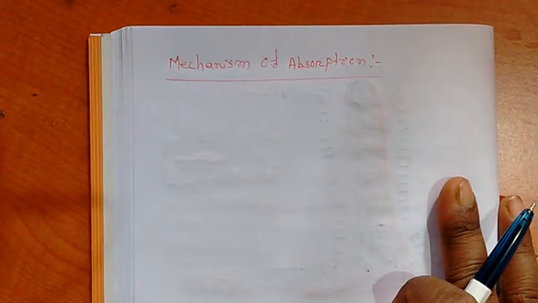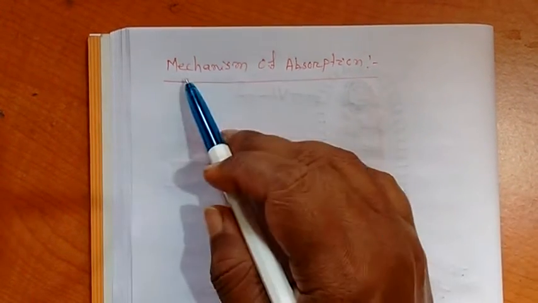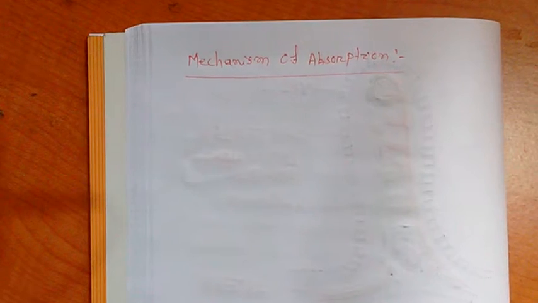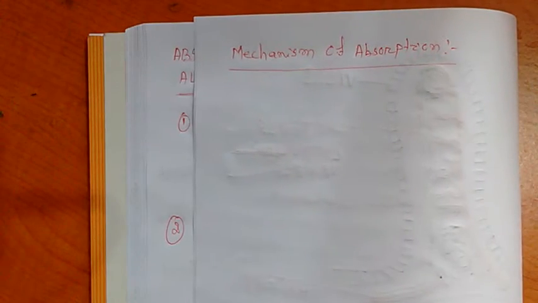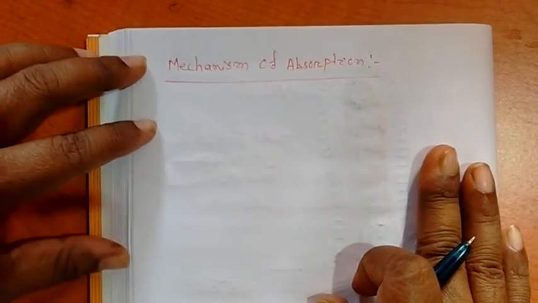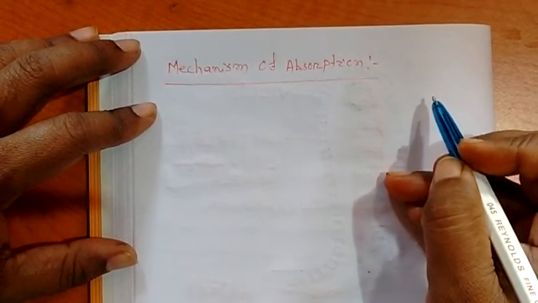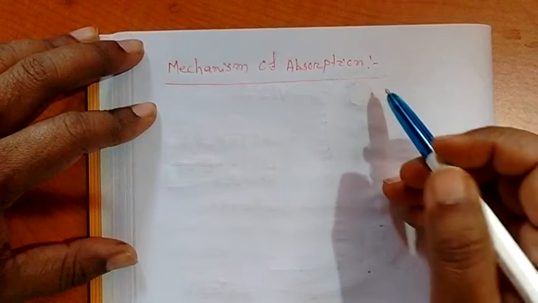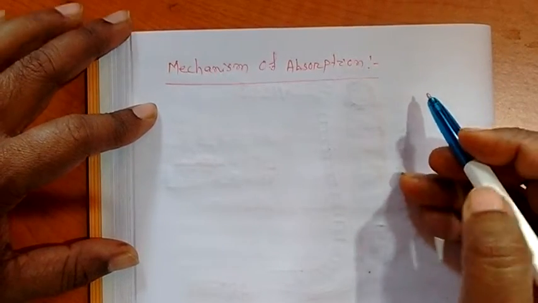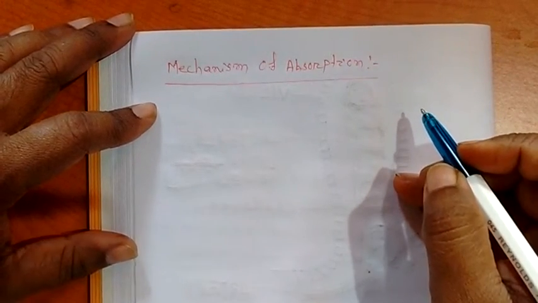Hello friends, here I am going to discuss the mechanism of absorption. We came to know that maximum absorption of food in the intestine takes place due to the presence of villi. So this absorption takes place by mainly two methods, that is active transport and passive transport.